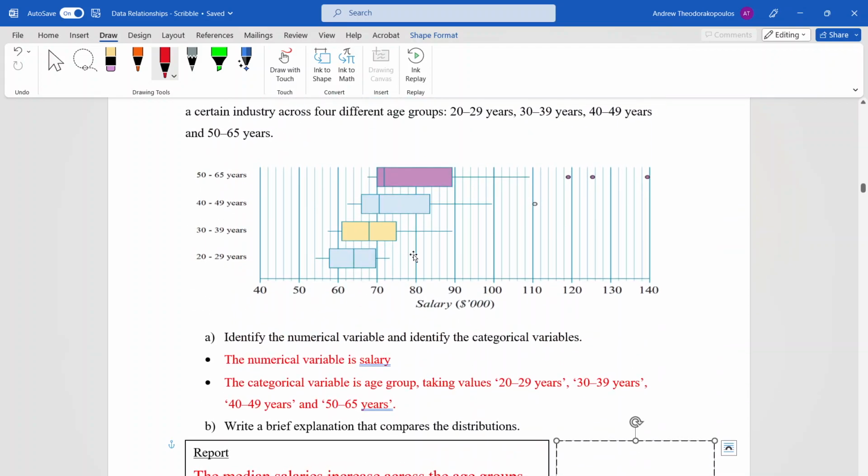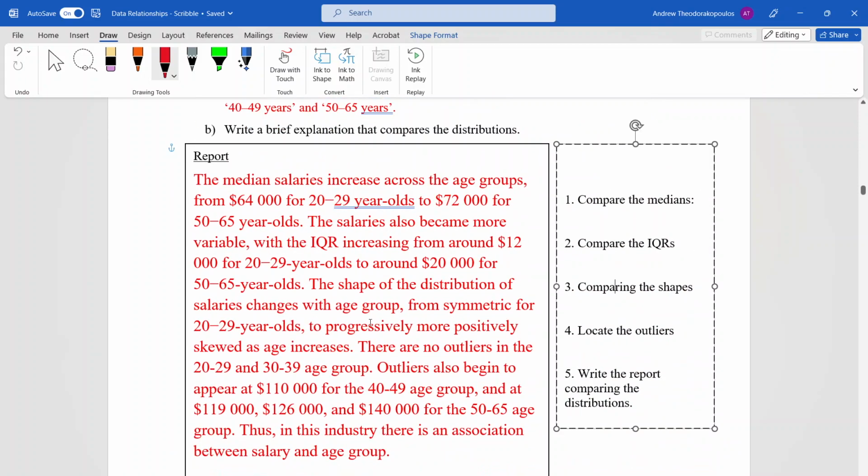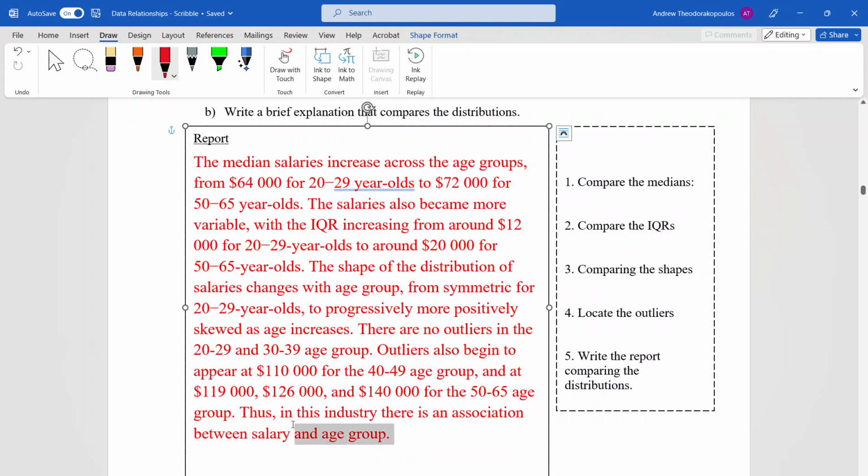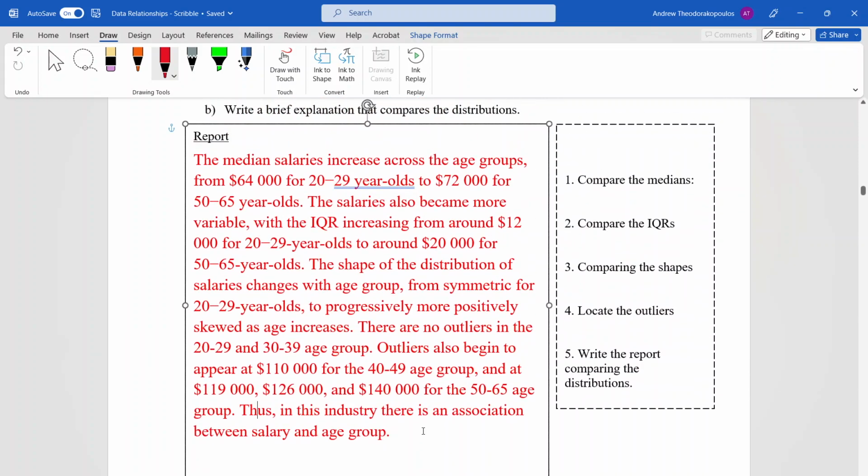As you can see here, it looks like a symmetric shape for the box plot. And then here at the end, we can see that the right whisker gets bigger, and obviously there are more outliers here. And also the left whisker gets smaller, and the median gets pushed more towards the left of the box. That means it's becoming more and more positively skewed. There are no outliers in the first two age groups, but they begin to appear in the second two age groups. So because of all these changes, there is an association between the salary and the age group. And that should be enough for lesson 3.